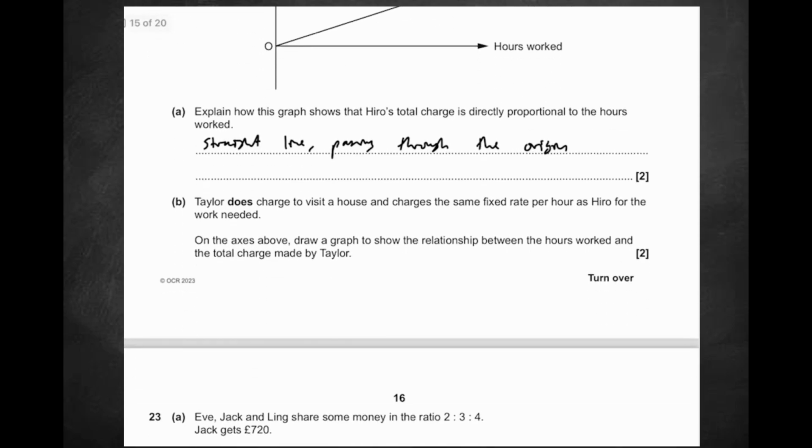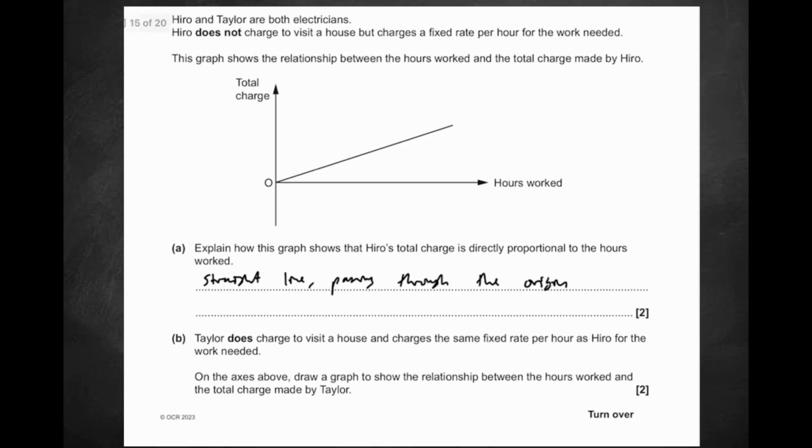Part B. Taylor does charge to visit a house and charges the same fixed rate per hour as Hero for the work needed. On the axis above, draw a graph to show the relationship between the hours worked and the total charge made by Taylor. So it's going to be parallel to Hero's line. It is just going to start higher up.